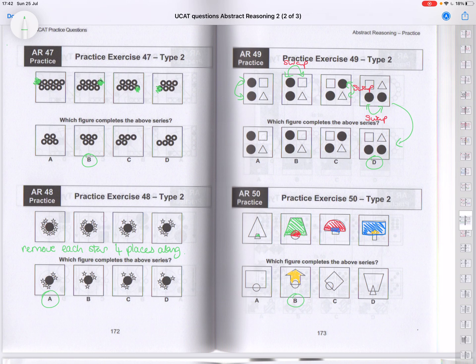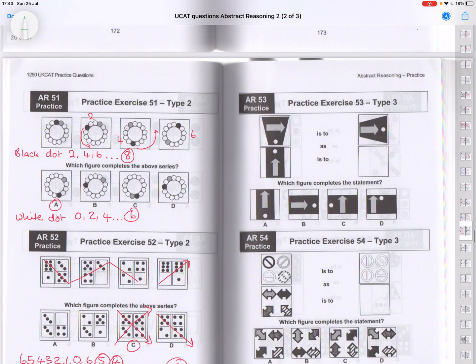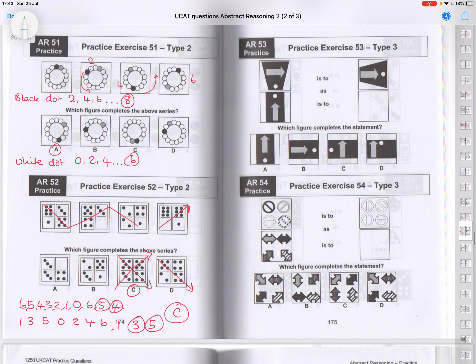50 is just about taking the little bit and magnifying it. So you can see I've got a little trapezium magnified, then a little semicircle magnified, then a little rectangle magnified. So my last one needs to be a little bit of arrow magnified, which I've illustrated there in yellow. So the correct answer is B.